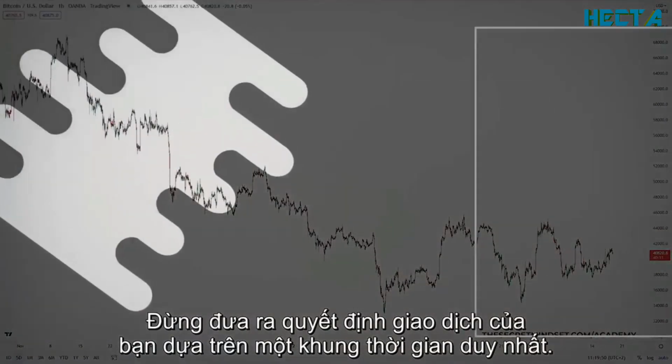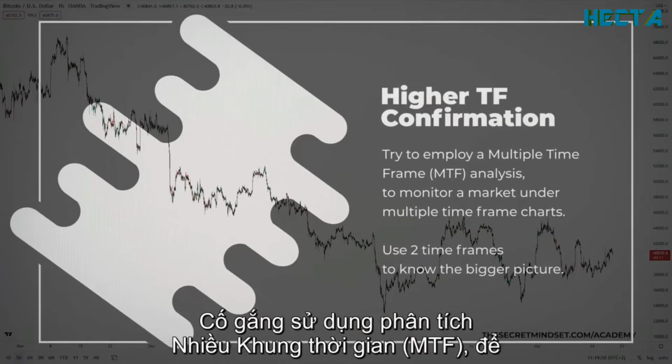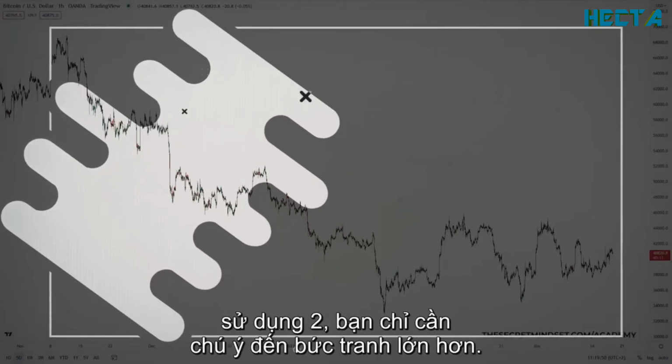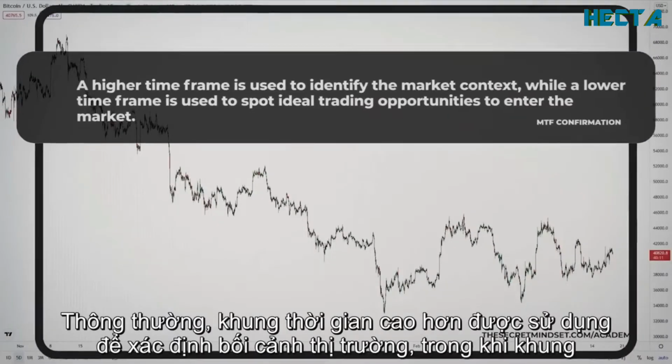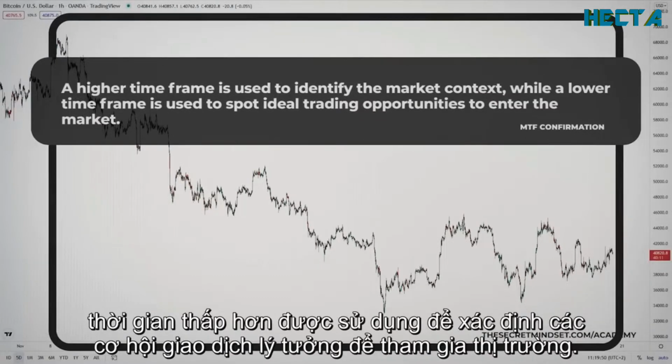Don't make your trading decisions based on one single time frame. Try to employ a multiple time frame analysis to monitor a market under multiple time frame charts. You don't need to use 3 time frames, just use 2. You only need to be aware of the bigger picture. Usually, a higher time frame is used to identify the market context, while a lower time frame is used to spot ideal trading opportunities to enter the market.